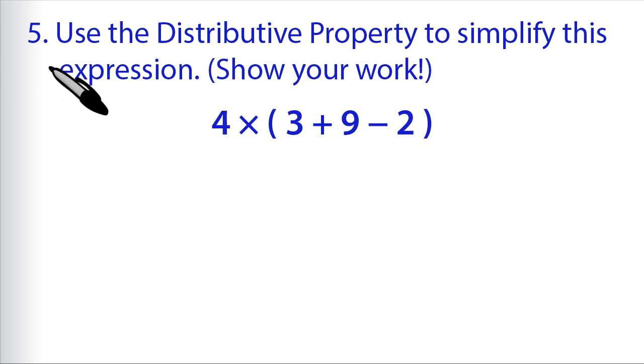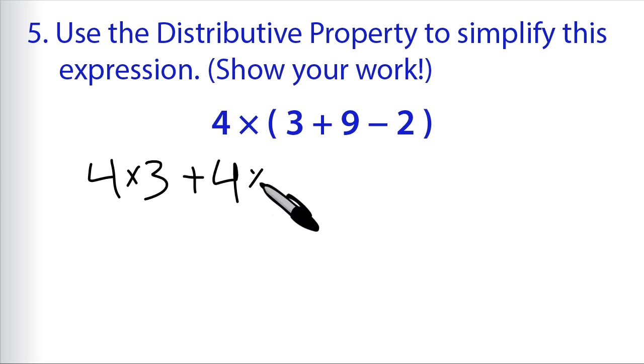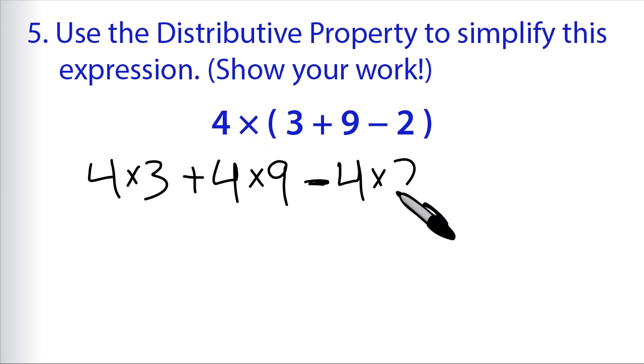For problem 5, we need to use the distributive property to simplify this expression, and we need to show our work. This time the group has 3 members in it, but the distributive property works exactly the same way. We just distribute this to each member of the group. So we start with 4 times 3, plus 4 times 9. Now we need to distribute this negative 2, but instead of having it be a negative 2, we'll just subtract this part. So minus 4 times 2.